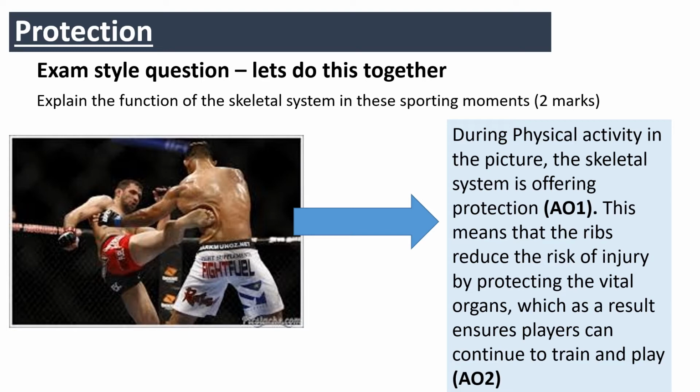Remember, this means that is so important for you to get that second mark. This means that the ribs reduce the risk of injury by protecting the vital organs, which as a result ensures players can continue to train and play. So you're saying this means that, and as a result. These are the phrases that we go to over and over again to make sure that we are double developing those points and getting as many marks as we can.